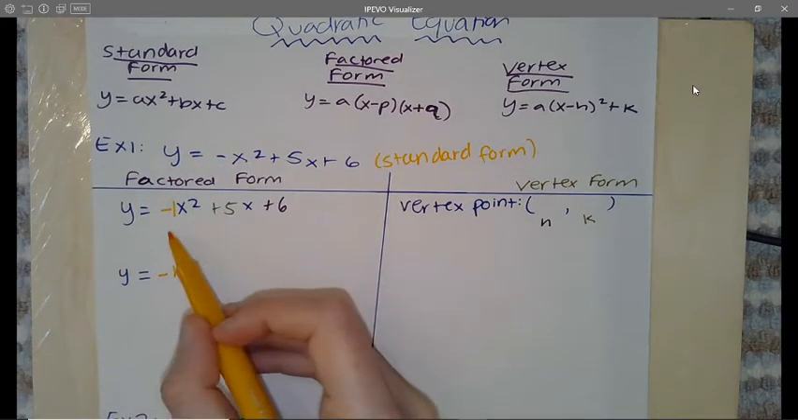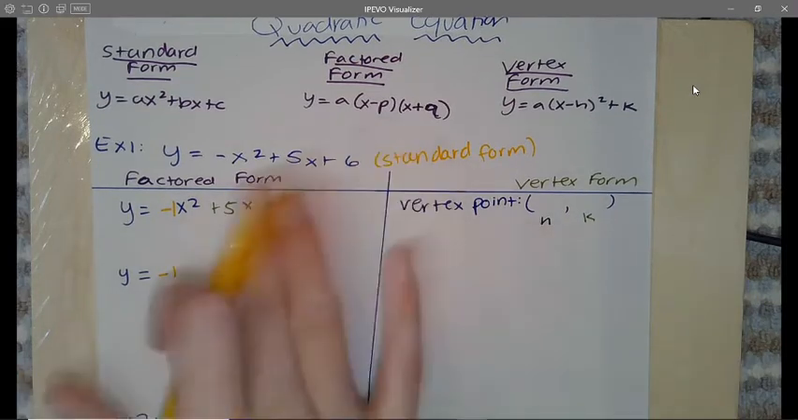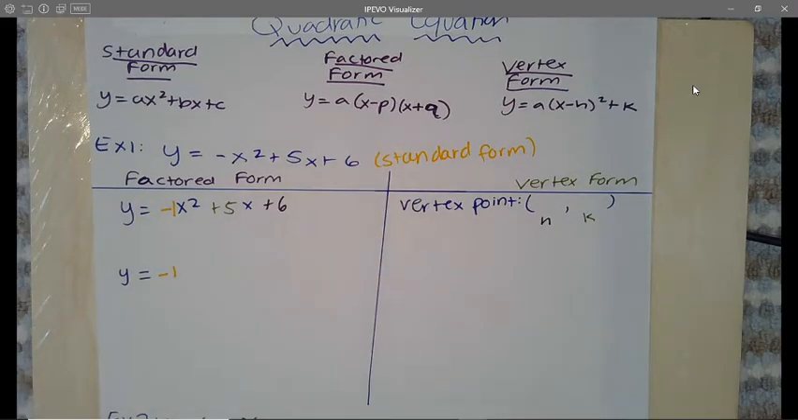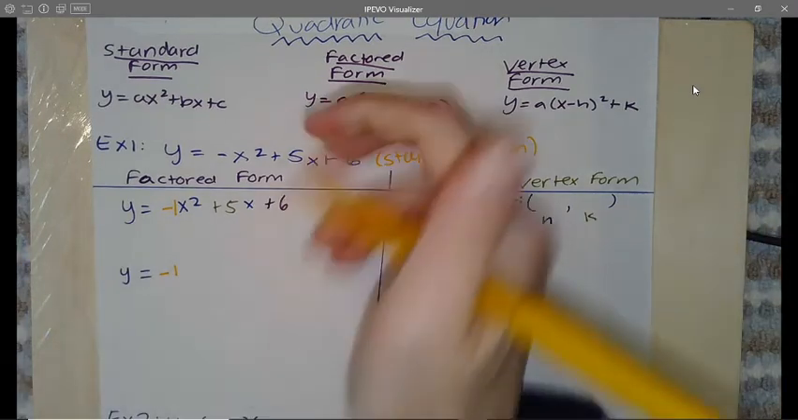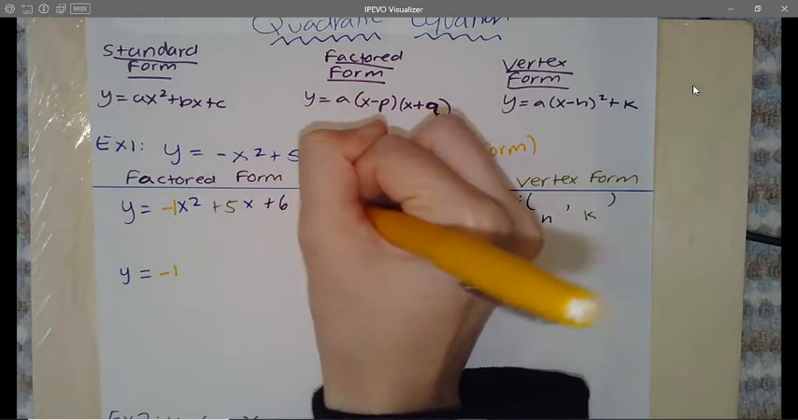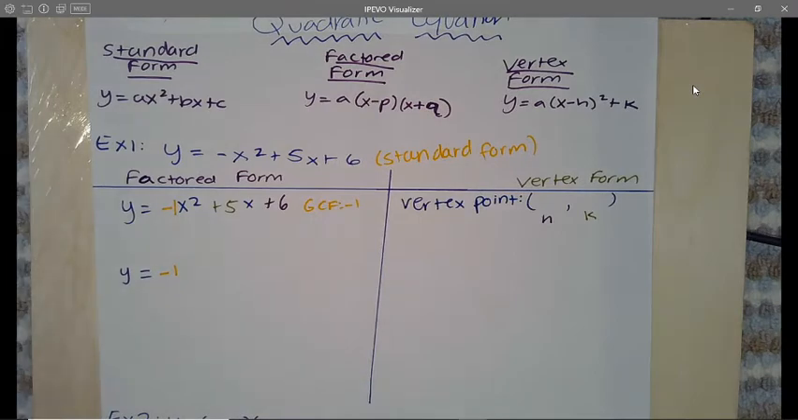Okay, so if that would have just been a 1, then I wouldn't need to factor out GCF. There'd be no point. You could, but it wouldn't really do anything. Okay, so my GCF is going to be -1. Okay, so I'm going to factor out that thing first.